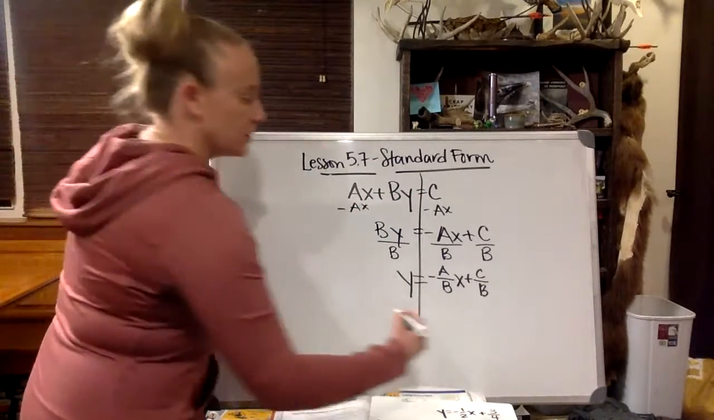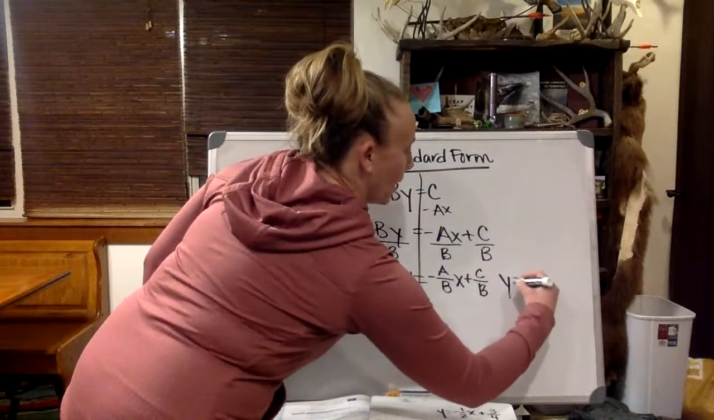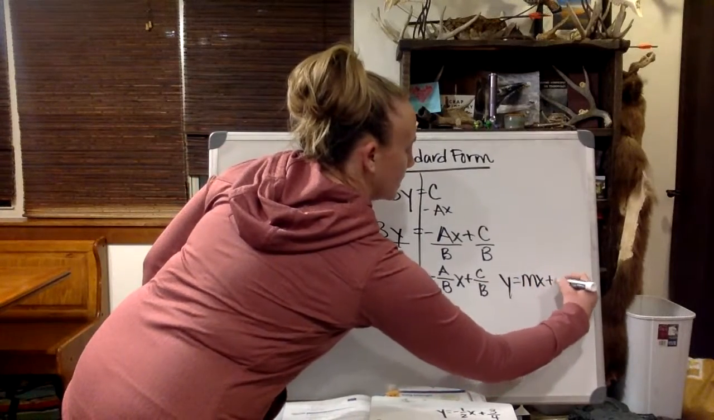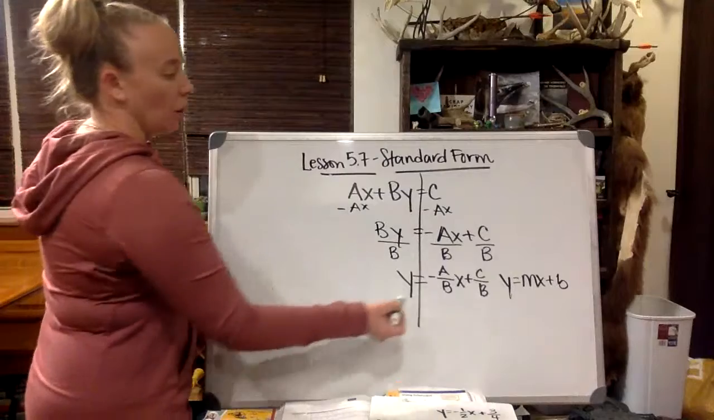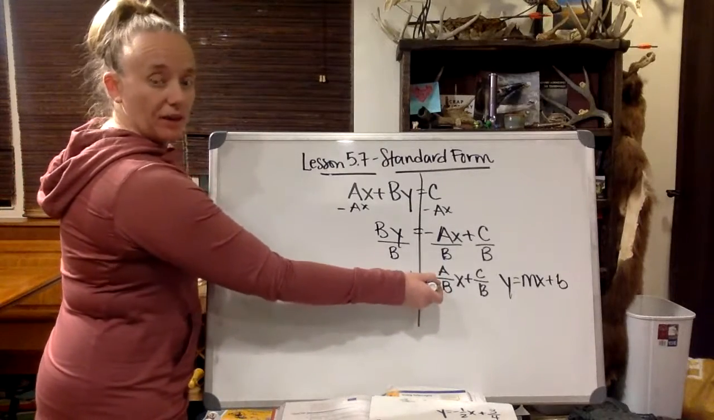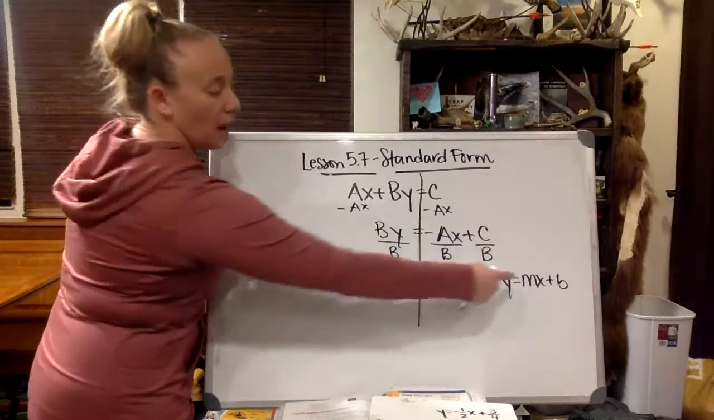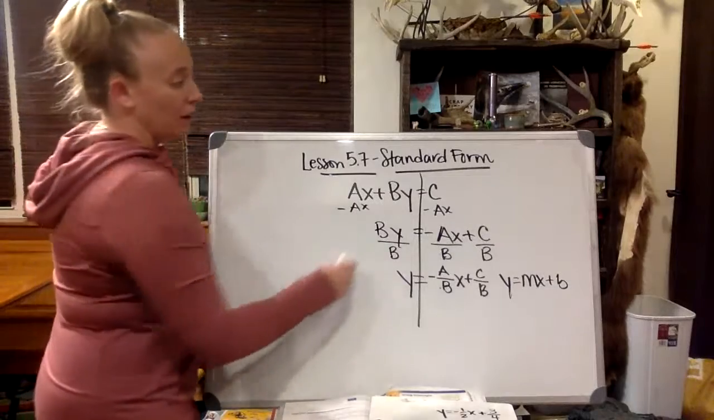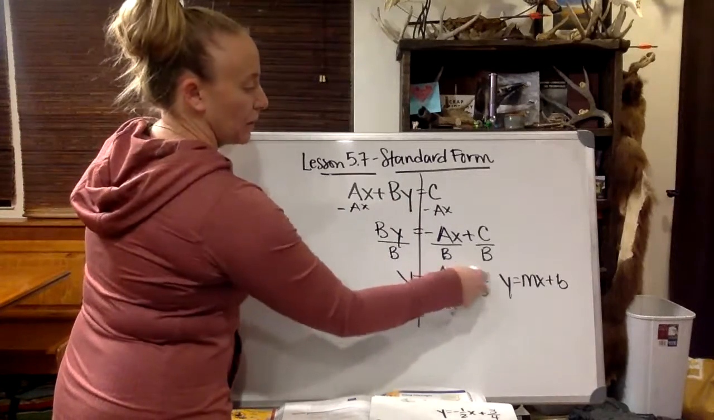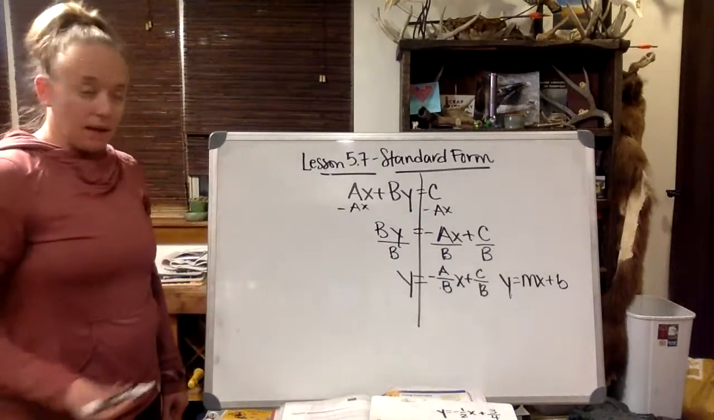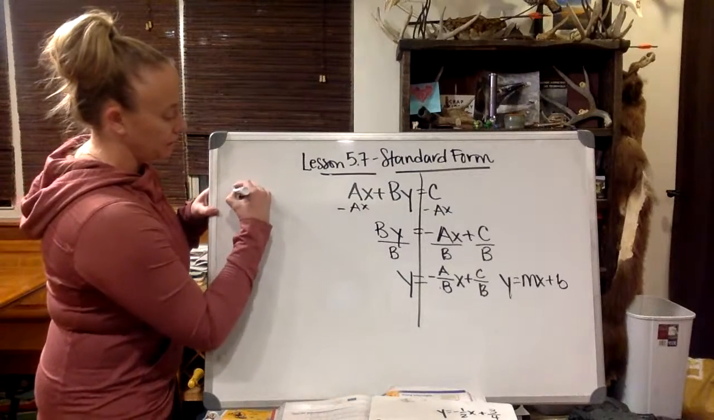Kind of interesting. So slope-intercept form, y equals mx plus b. If I know what my a and b values are, if I negate a and put it over b, I can figure out what my slope is. If I know what my c and my b are, I can put c over b and I get my y-intercept. So let's look at this.